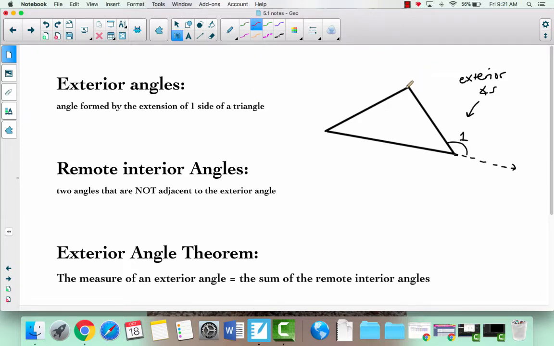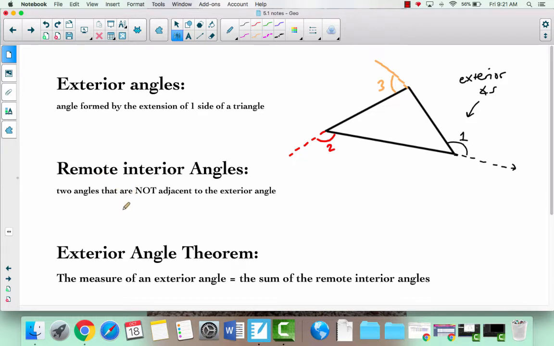For example, I could extend this left side down, and this would also be an exterior angle. Or I could extend the right side up, okay, and this would be an exterior angle. Okay, so all three of those would be exterior angles. They're just from an extension of a side.